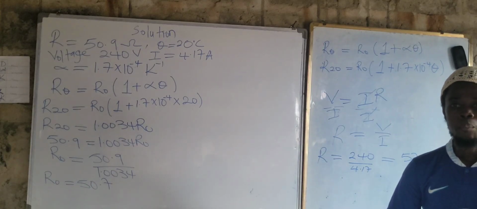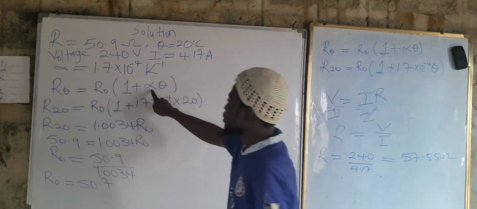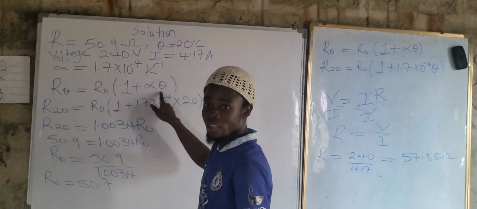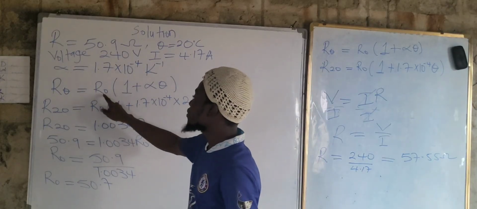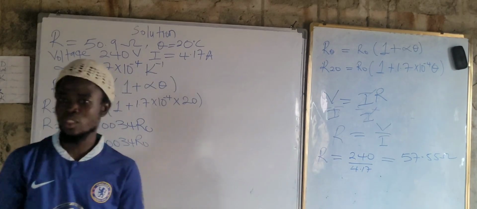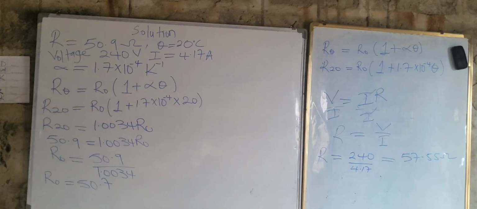From this question, you have alpha, right? This theta is what you have been asked to find. Now you have the value for R0, right? What about R now? Do you know the value for R? Yes, because the steady temperature is what we are asked to find.